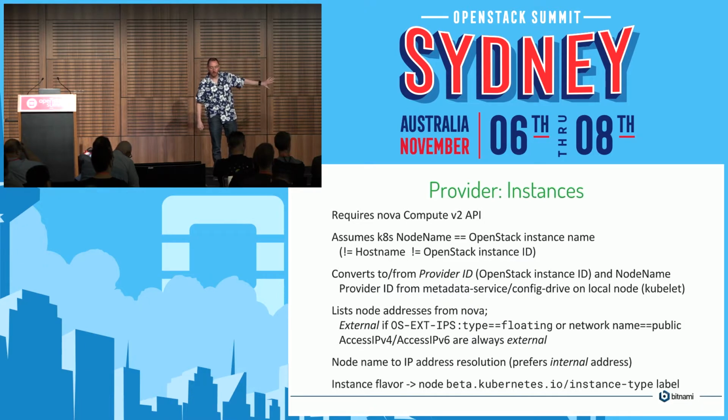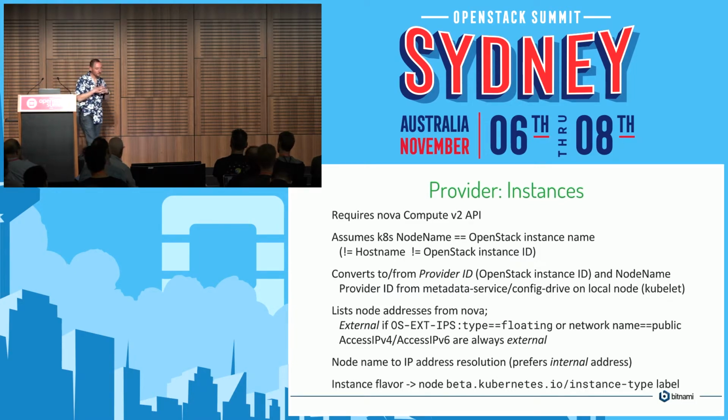So even now, I would recommend not putting IPv6 internal addresses on the network that is just there for provider nodes, unless you want to help work on IPv6 support in Kubernetes. And then one other thing that happens is the flavor. We get the instance flavor, and that ends up on a label on the node. That's not very interesting, but that's another thing that happens in this bit of code.